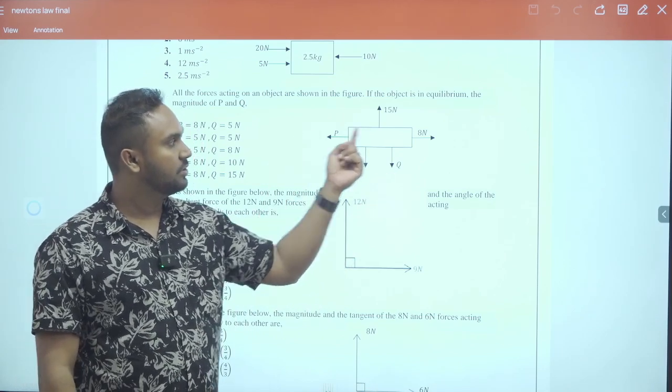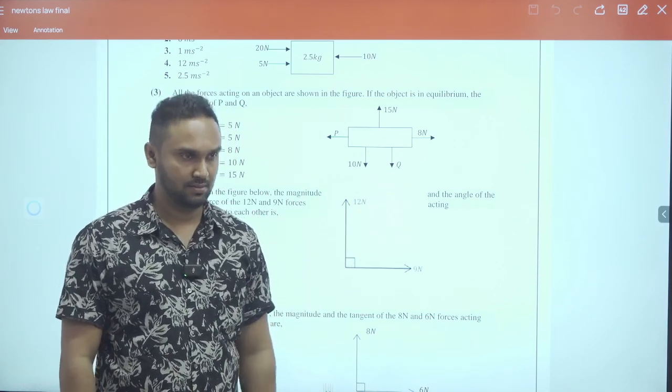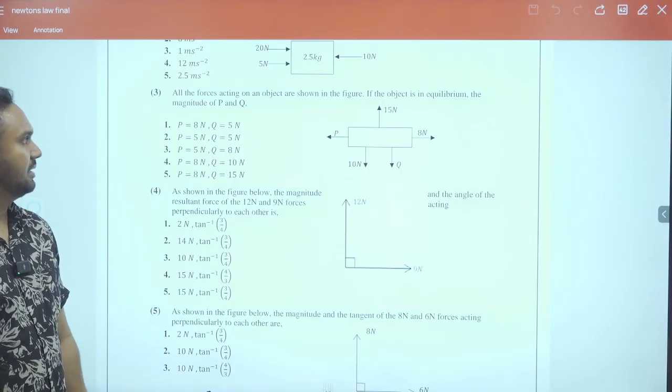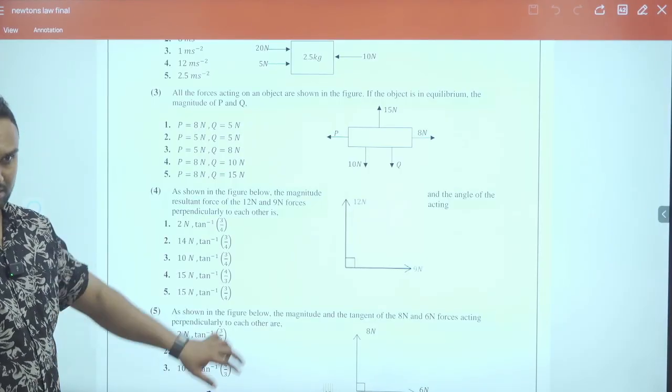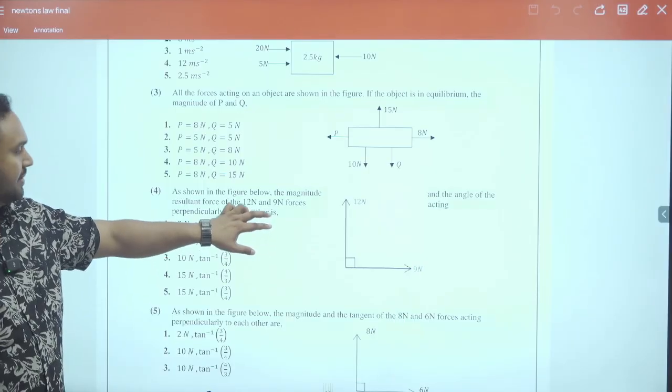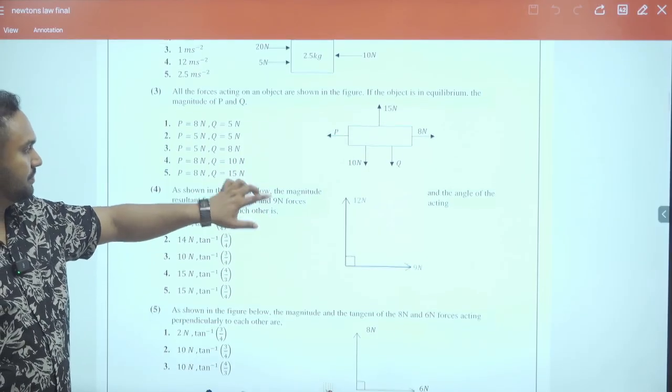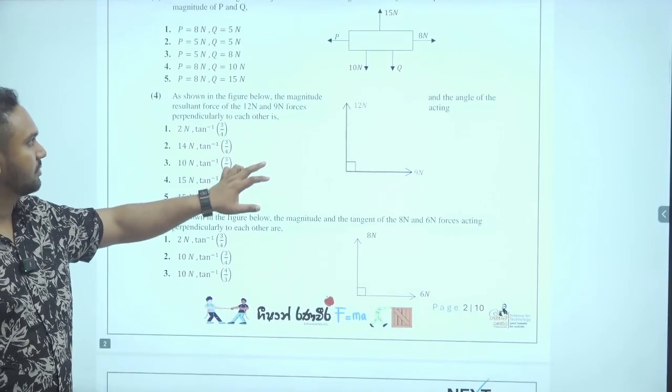And the P should equal 8. So P is 8, Q is 5, the answer is the first one, right? Answer is the first one. Then come to the fourth question. What does the fourth question say?